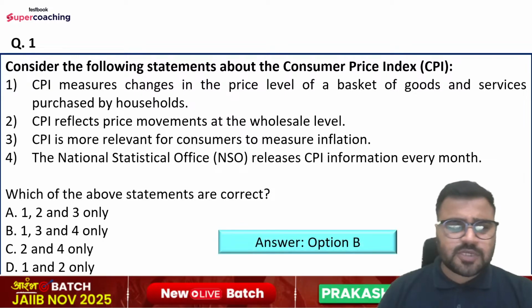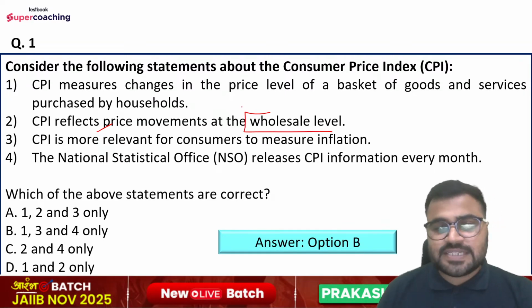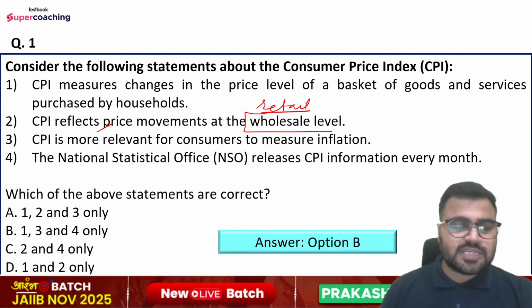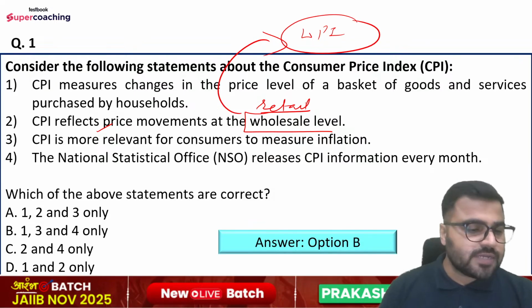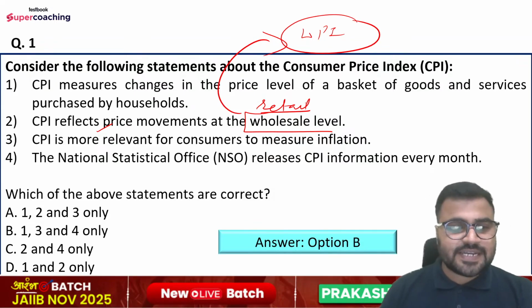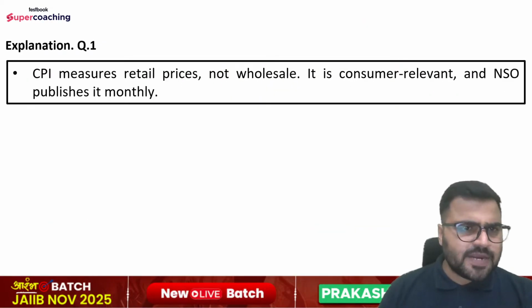The right answer is option number B here, that is first, third and fourth. The second statement is incorrect. CPI reflects price movement at the wholesale level? No, CPI reflects price movements at the retail level, not the wholesale level, right? The index that tracks price movements at the wholesale level is the wholesale price index. Got it? But we are talking about the CPI. So this statement is incorrect, and that is why option number B is the right answer. Here is the explanation part which you can cover.